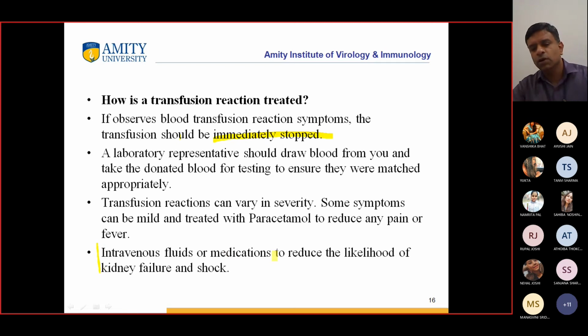Intravenous fluids or medication to reduce the likelihood of kidney failure and shock. So we give a high load of intravenous fluid, so that whatever has generated inside is flushed out and does not accumulate in the kidneys, because that can lead to kidney damage.